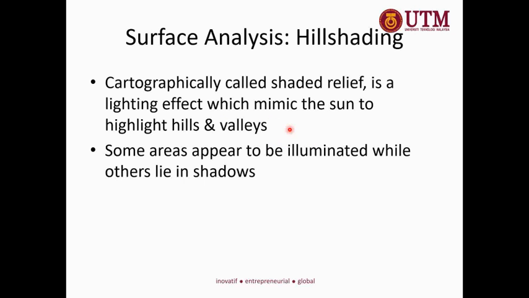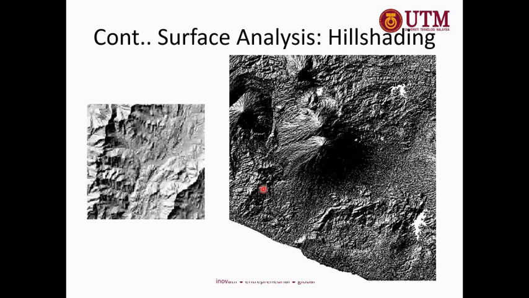Okay, the third one is hillshading. Hillshading is cartographically called shaded relief. It's a lighting effect mimicking the sun to highlight hills and valleys. If we see here, hillshading means that this area receives light from the sun. This one does not receive light from the sun.